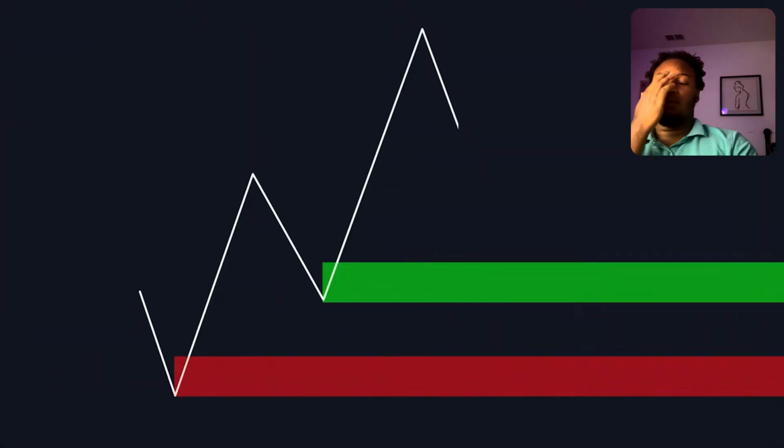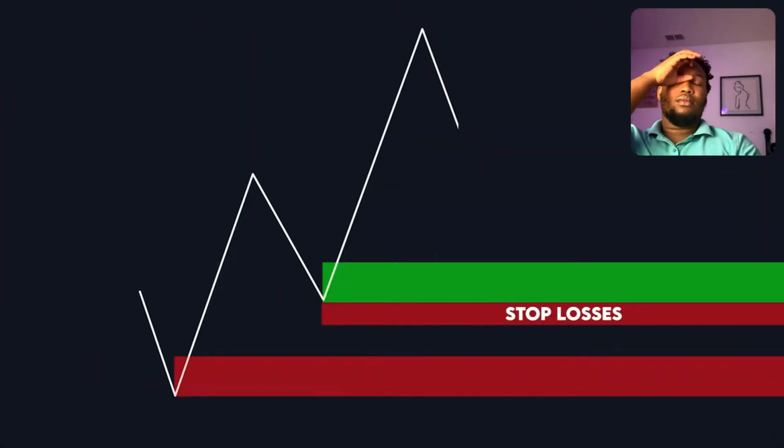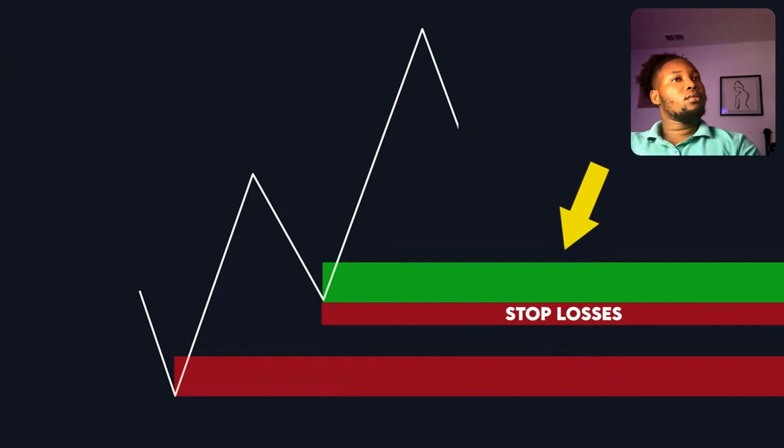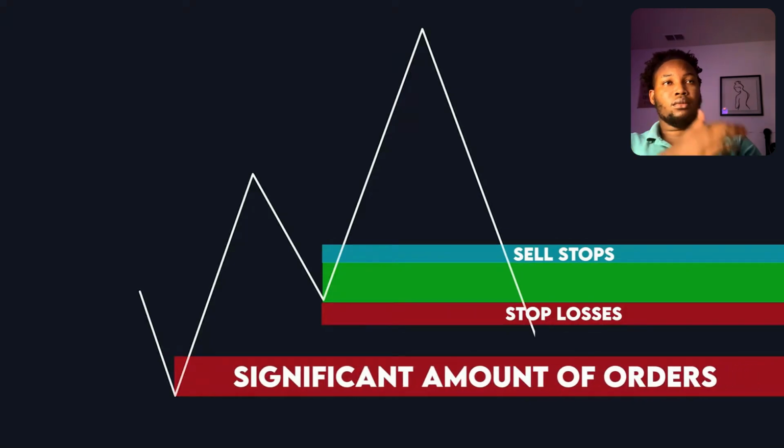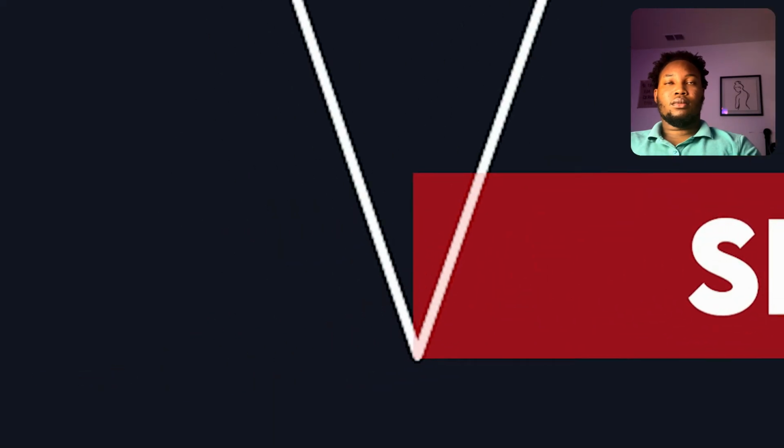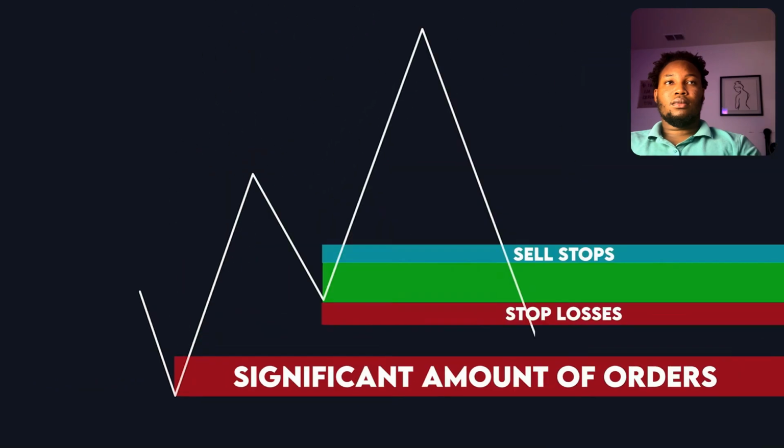So think of it like this. There are going to be stop losses right here from the buyers who want to enter in this zone. There will also be sell stops from sellers who are looking for a breakout trade right here. Then there will be a significant amount of orders in this zone from institutions. We know this is an institutional zone because the move started from this zone, and we all know prices are moved by big institutions, not retail traders.